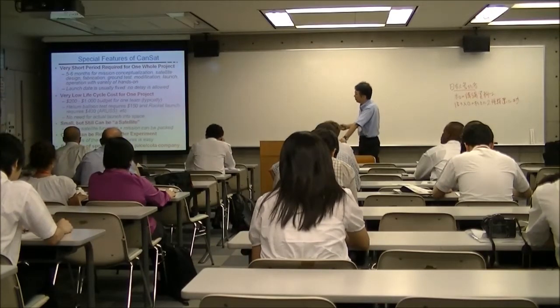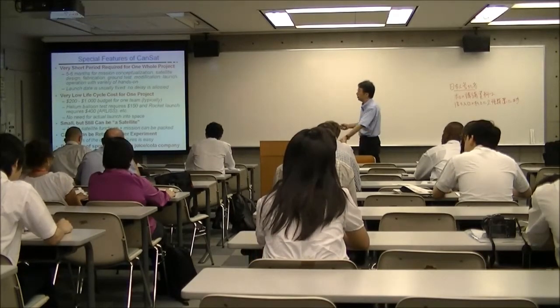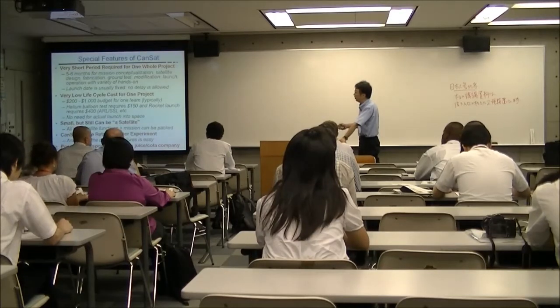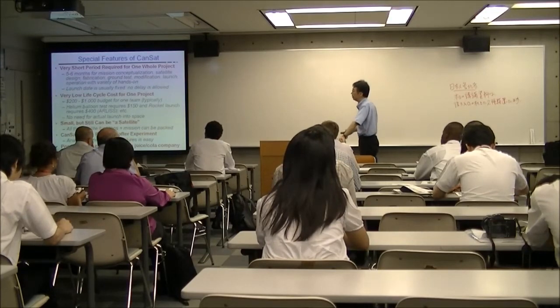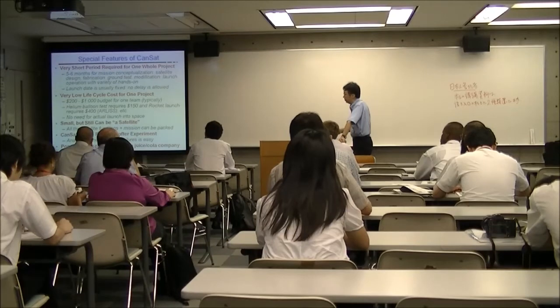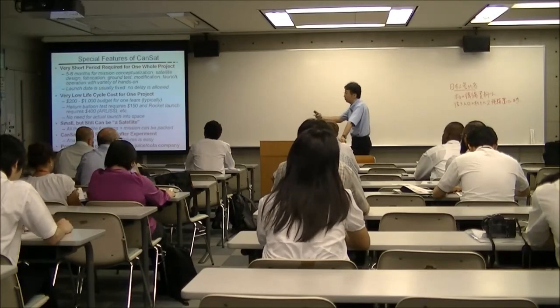So it requires a very short time period for one course of project. For example, in our university, we use 5 or 6 months for the mission for the radio satellite design and so on. But in the CLTP, you use maybe three weeks or 4 weeks to build the whole satellite. So it's very, very short. And the launch date is usually fixed. No delays. So this is also very important because it puts a lot of pressure on the students for schedule management.